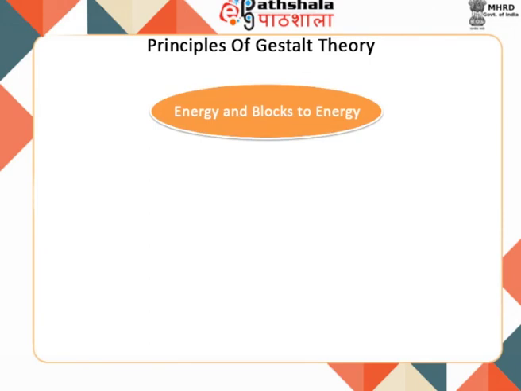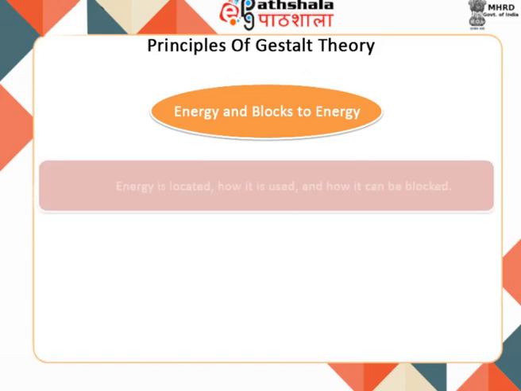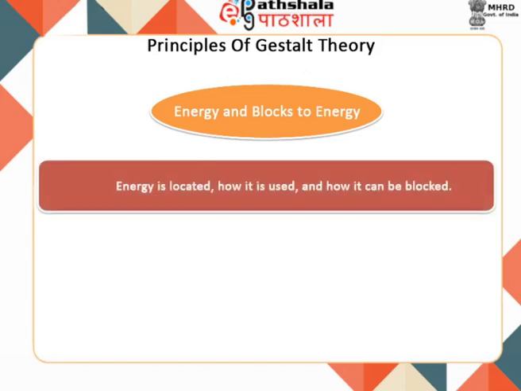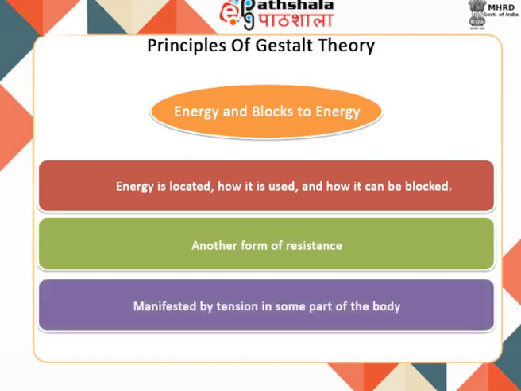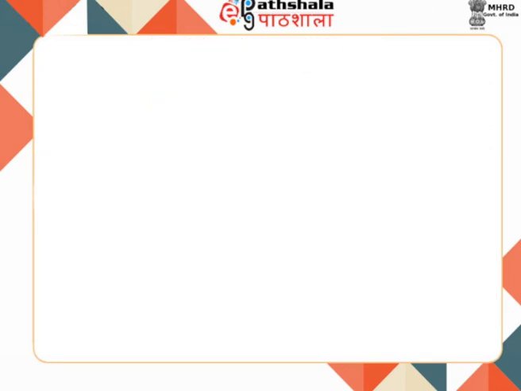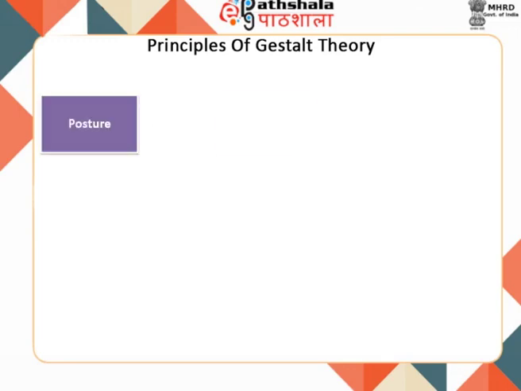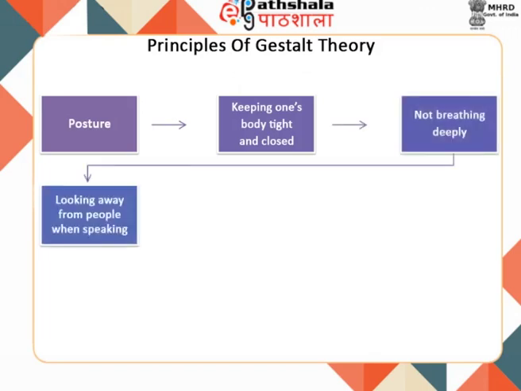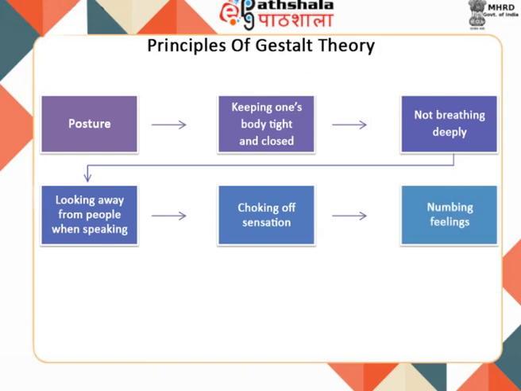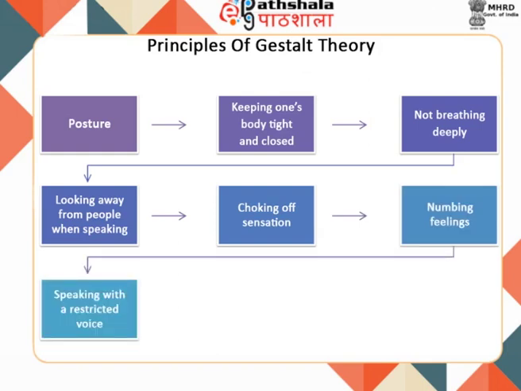In Gestalt counseling, special attention is given to where energy is located, how it is used, and how it can be blocked. Blocked energy is another form of resistance. It can be manifested by tension in some part of the body, by posture, by keeping one's body tight and closed, by not breathing deeply, by looking away from people when speaking as a way to avoid contact, by choking off sensations, by numbing feelings, and by speaking with a restricted voice, to mention only a few.